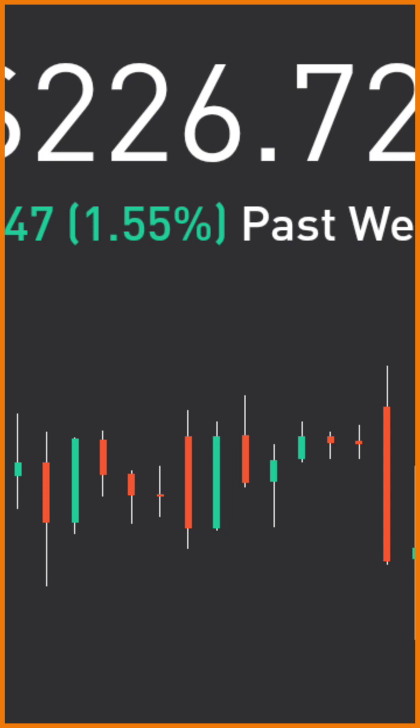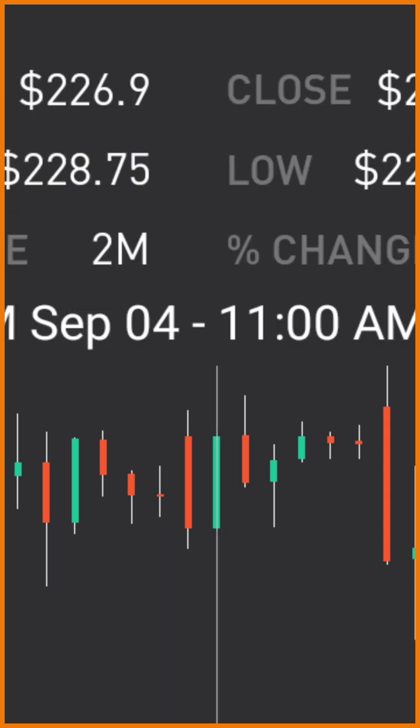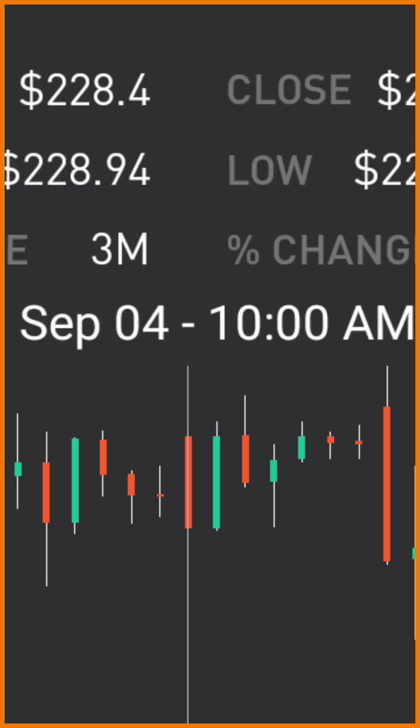Now the thinner stick pointing out of the body is called the shadow or wick. The high is marked by the top of the upper shadow and the low by the bottom of the lower shadow. If the upper shadow on the down candle is short, it indicates that the open that day was near the high of the day. A short upper shadow on an up candle indicates that the close was near the high.